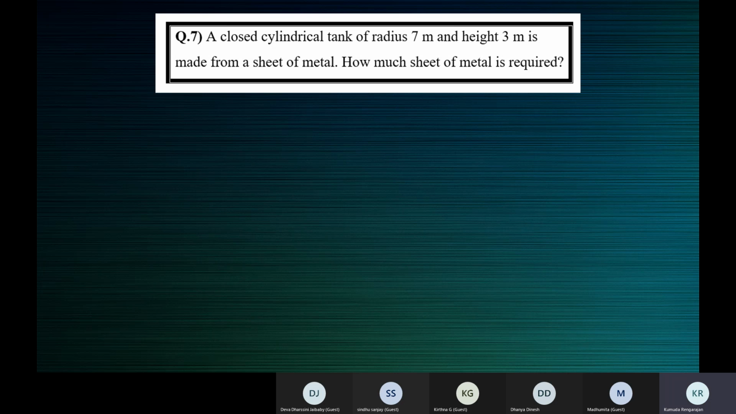When it's a tank, there is the curved surface area, and then there is also area at the bottom, because it should hold water. Now the question is, is the top open or closed? Since it's a closed tank, the top has a lid, so it's closed. Radius and height is given.